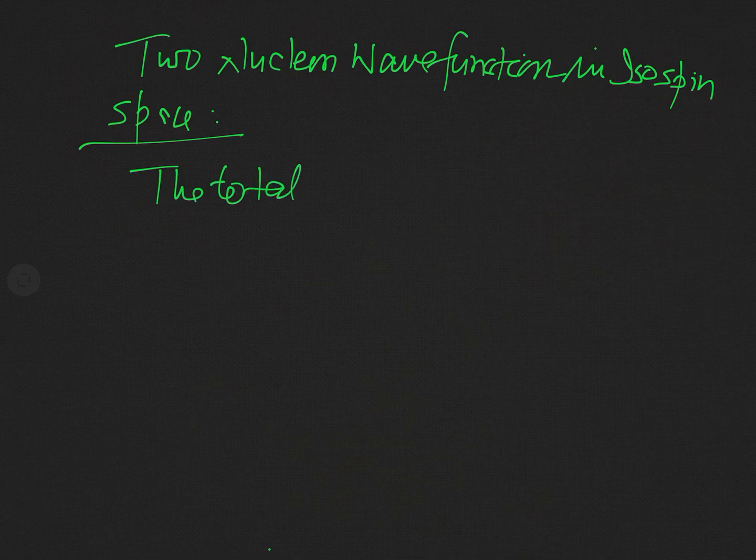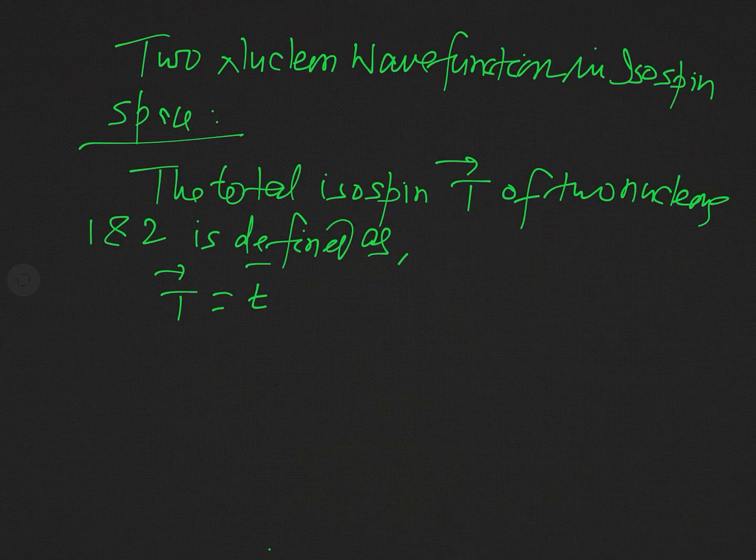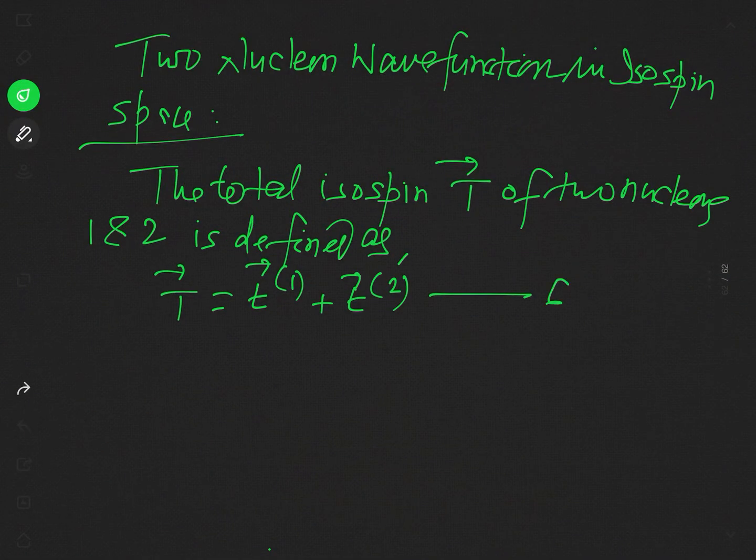So the total isospin, which is denoted by vector T, capital T, of two nucleons, 1 and 2, is defined as T is equal to T of 1 plus T of nucleon 2. And this is equation 6, say 6a.